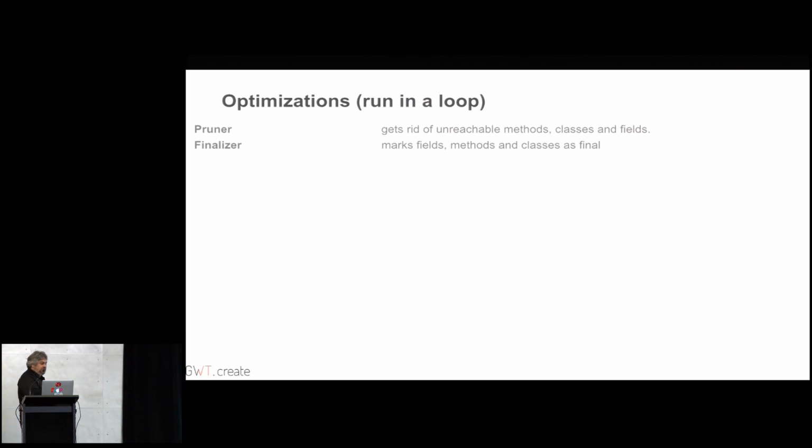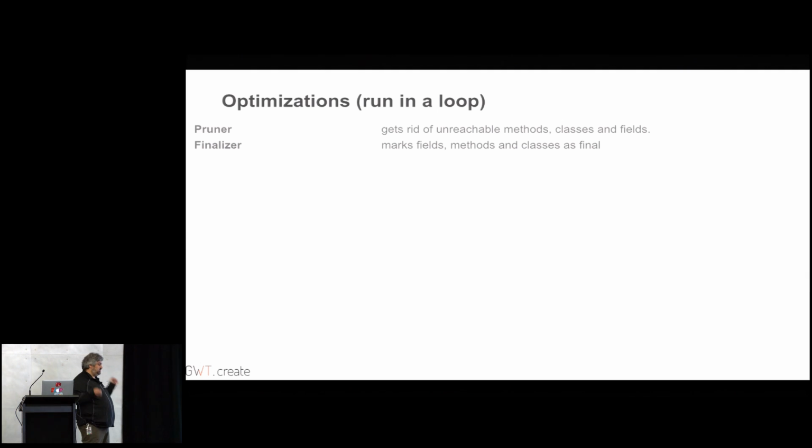This is an example of a simple pass. This is a finalizer. It traverses the tree, because you now see the whole program, to see which classes are actually final. So every class that's at the bottom of the hierarchy, you can mark it as final.